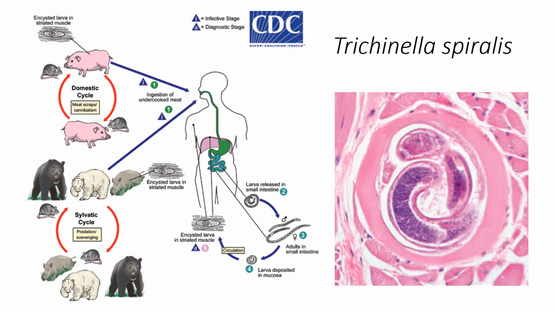Aside from them, you also have Trichinella spiralis, which often involves pigs or pork. This is the Trichinella spiralis inside the muscle tissue of a pig.